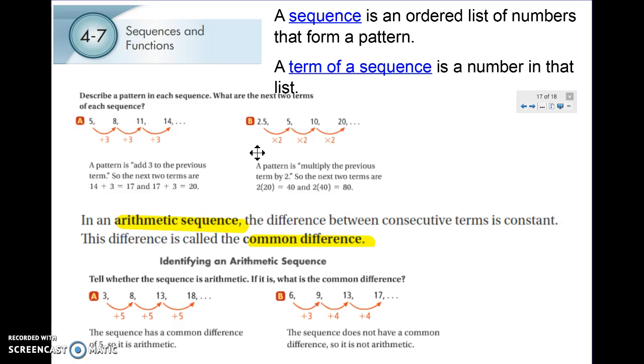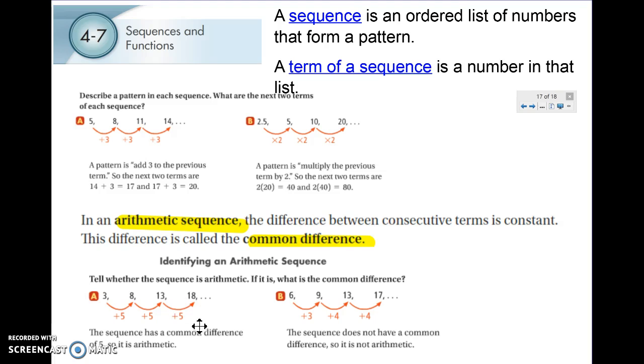So these are two different kinds of sequences because one of them has an addition pattern and the other one has a multiplication pattern. When it's an arithmetic sequence, then the difference between the numbers is a constant difference, also called a common difference, which is an addition or subtraction pattern. When it's a geometric sequence, the difference between numbers is a multiplication pattern. So this one, which is what we're going to be talking about, is called an arithmetic sequence.